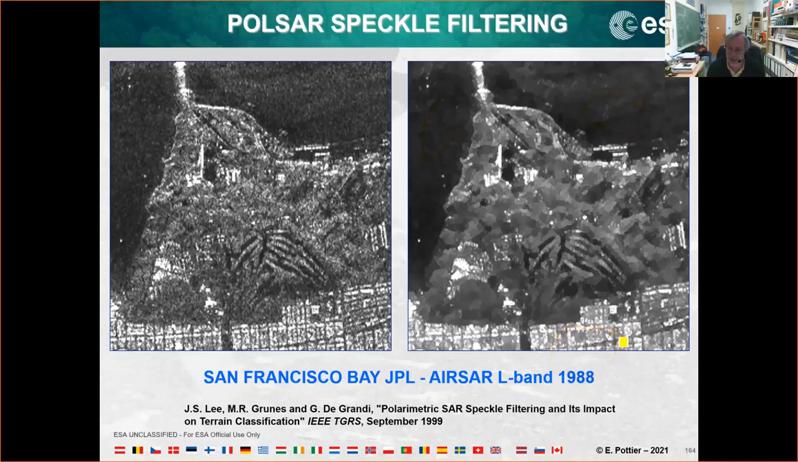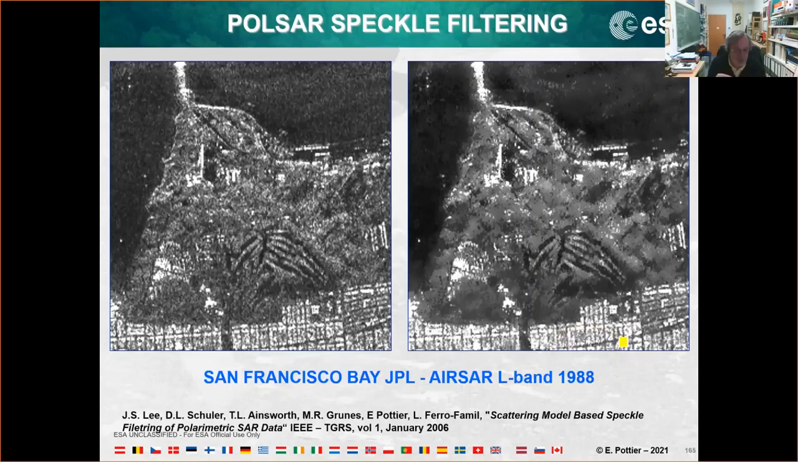Then we worked with Lee to introduce some physical aspect during the process. It means that we extract only the pixels which correspond to single bounce, only the pixels which correspond to double bounce, only the pixels which correspond to volume scattering, and we apply different speckle filters according to the scattering mechanism, and then we recombine everything. So we are a little bit better in the urban area, and we also preserve some kind of texture in the homogeneous area. So this is quite a good filter also.